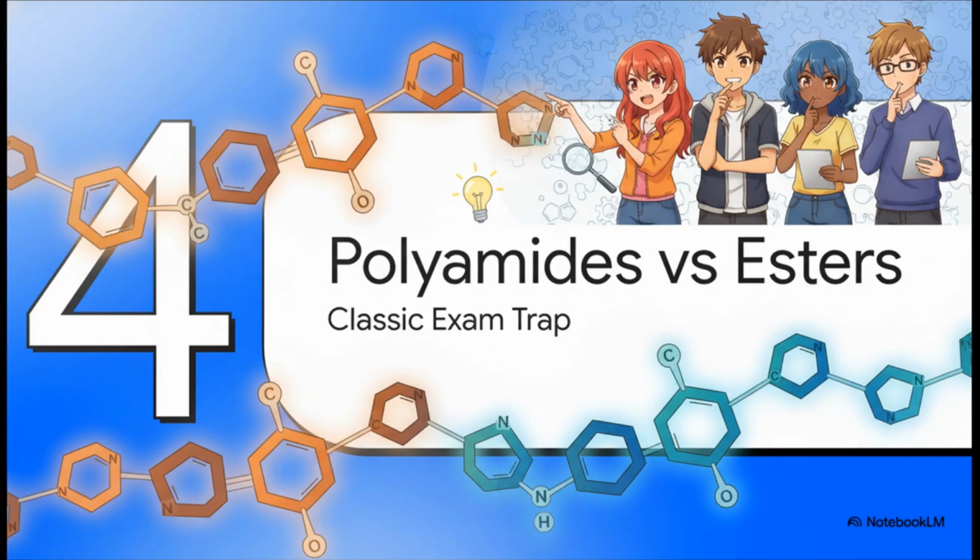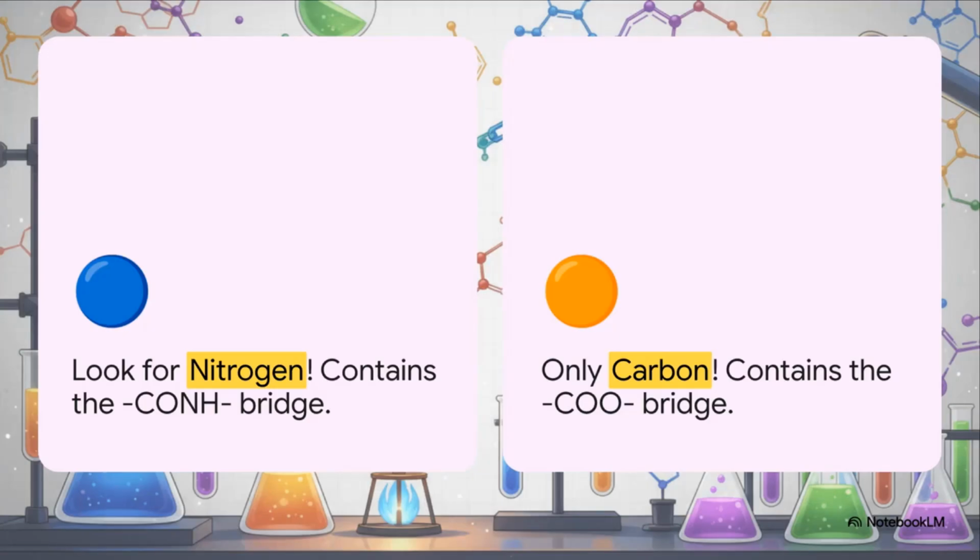Polyamides versus polyesters, avoiding the classic exam trap. Examiners know these condensation polymers look super similar on a printed page, so this is a critical warning about a common pitfall. I need you to channel your inner visual detective here. When you're staring at a long polymer chain diagram on a test, look straight at the linkage bridge.